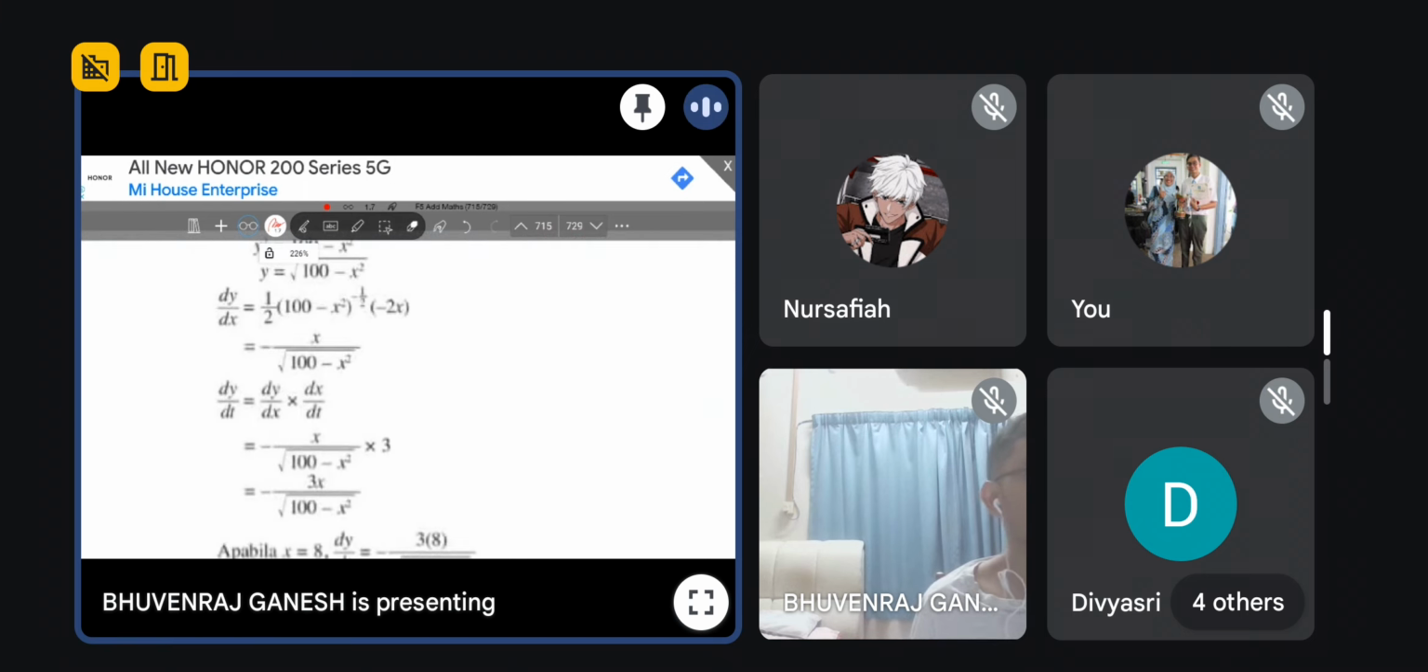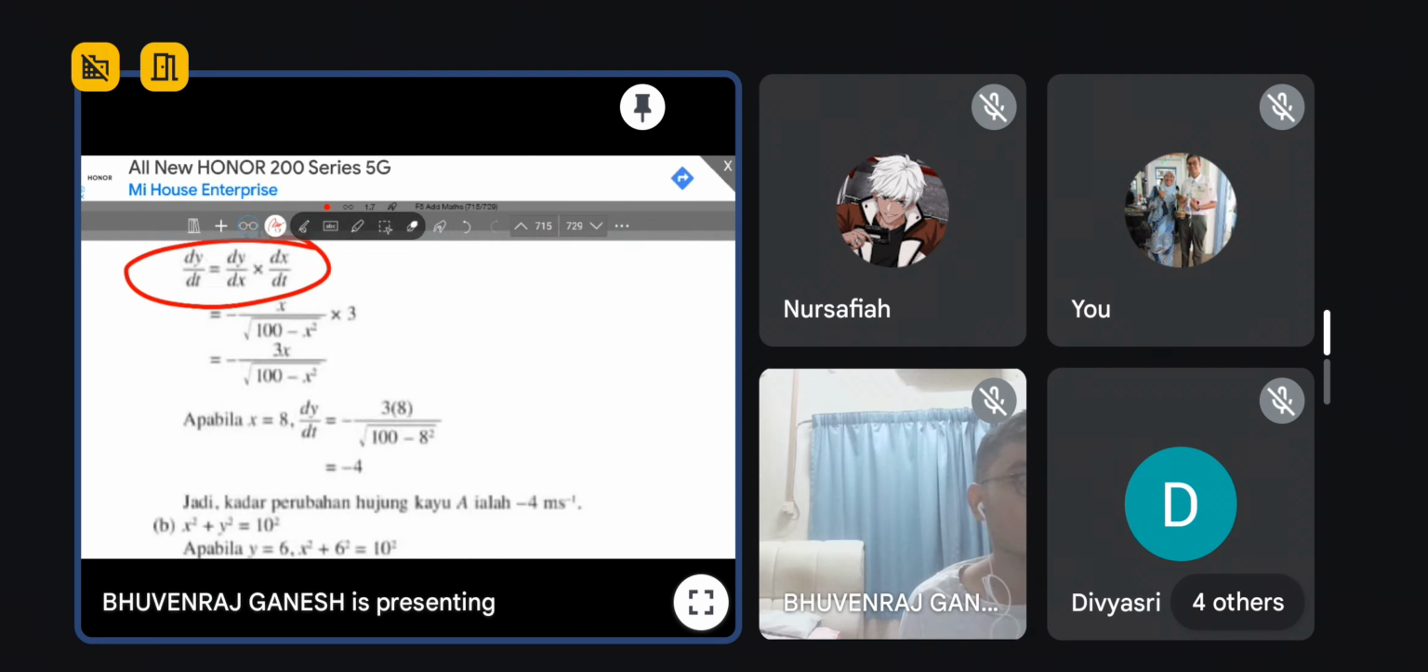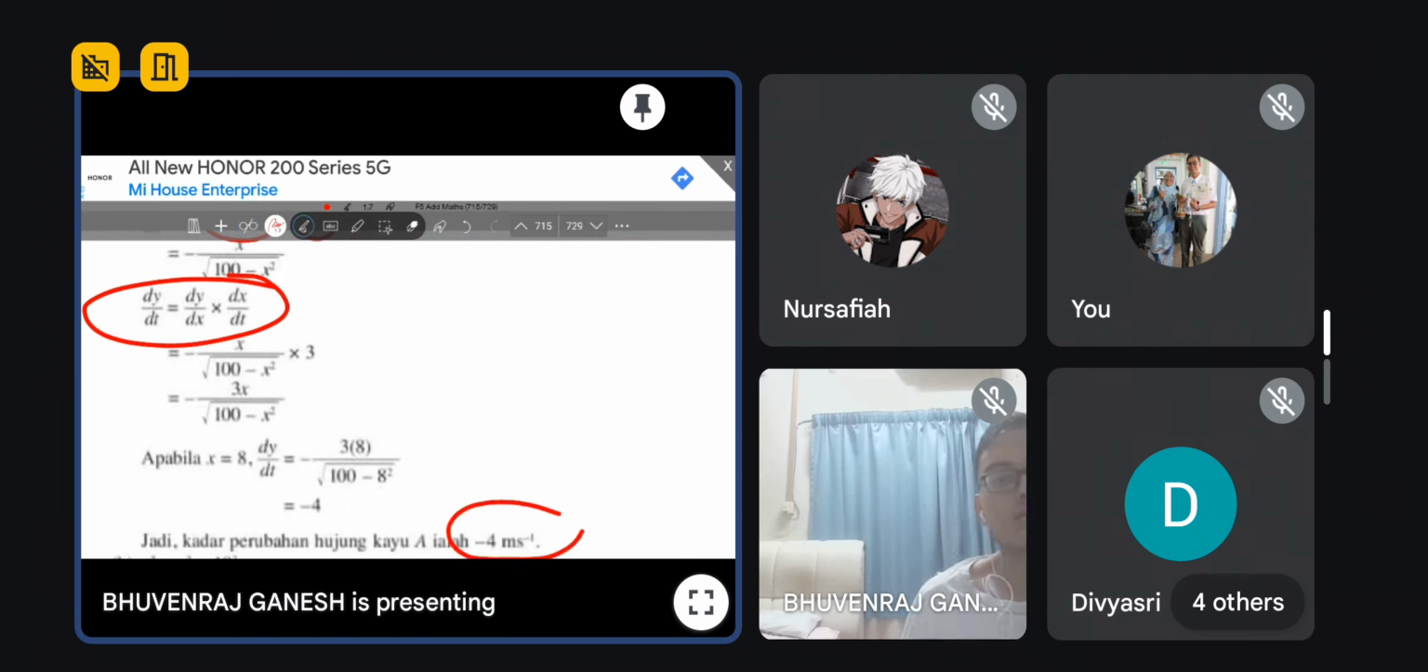Alright, so the differentiation, make sure you differentiate inside the bracket also. Don't forget, jangan lupa bezakan kurungan tu. Alright, then you just apply chain rule, guna petua rantai, then you will get the answer already. Okay, -4. Okay, make sure put unit also.